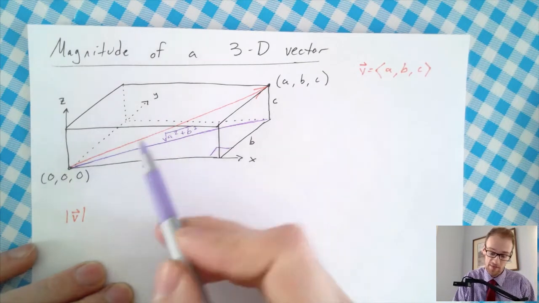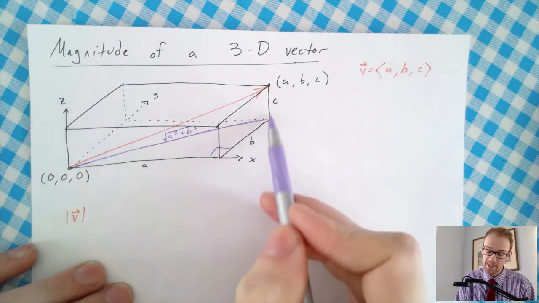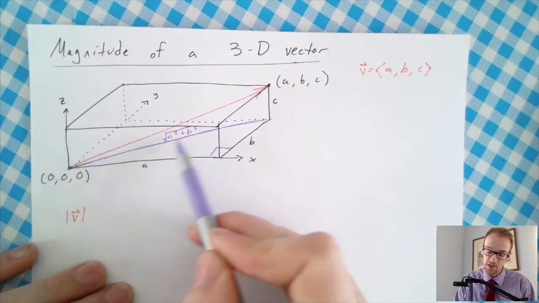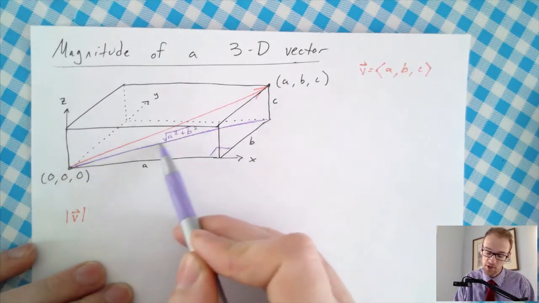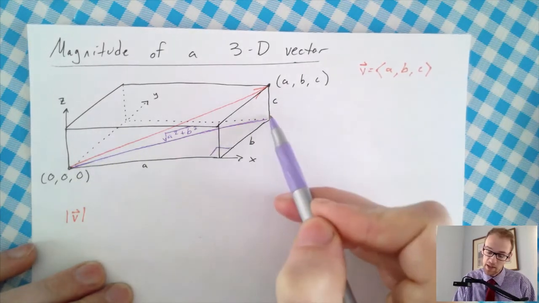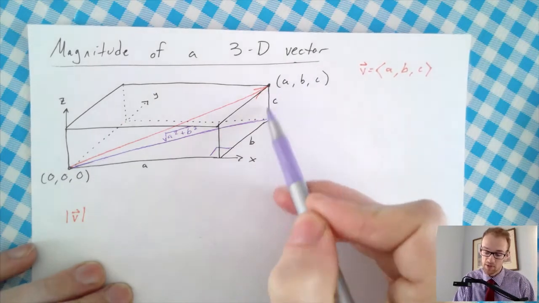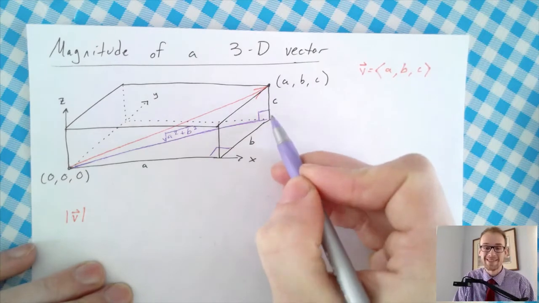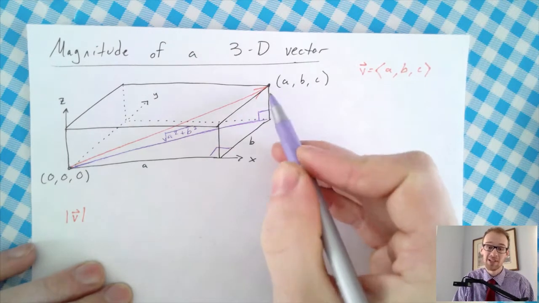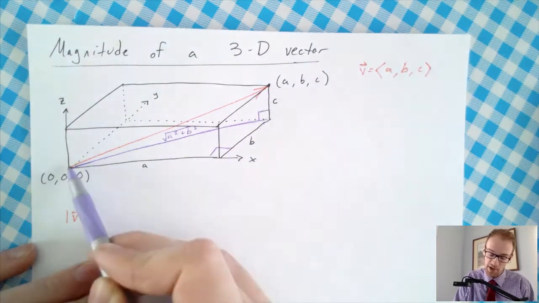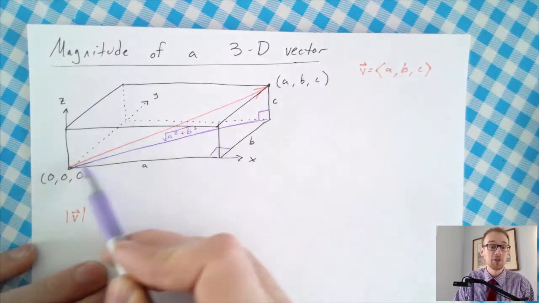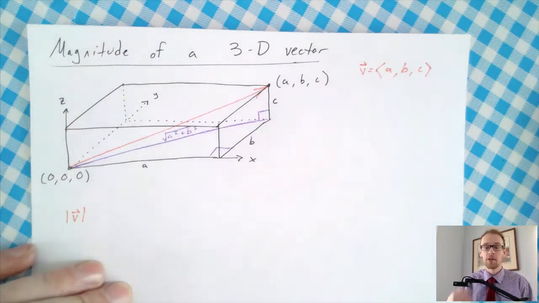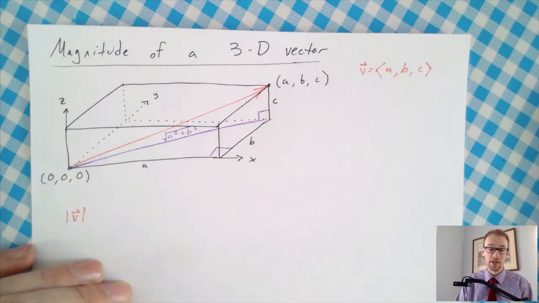Now, I've actually created another right triangle that's inside this box. The base of that right triangle is this purple segment I made. The height of the right triangle, I'll just draw another right angle here, is C, in the z direction, and the hypotenuse of that right triangle is our vector. So if we could find the length of this hypotenuse, that would be the magnitude of our vector. And we're going to do that the same way we did the last one.